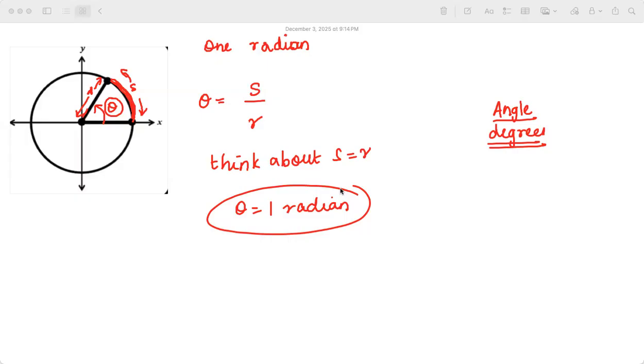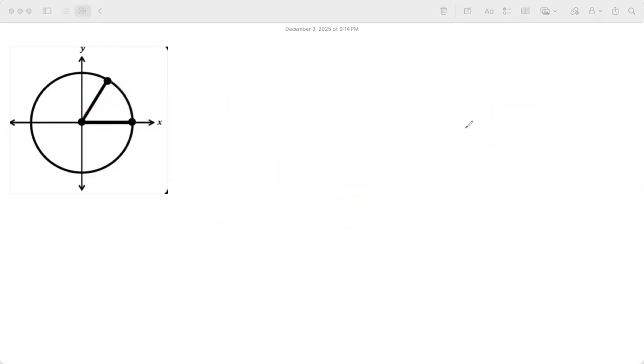So how many radians are there? What do you think? How many radians are there in the circumference? Yes, 2 pi. Have they started teaching you there in school, Akash? No, I just remember from geometry. Yes, agree.